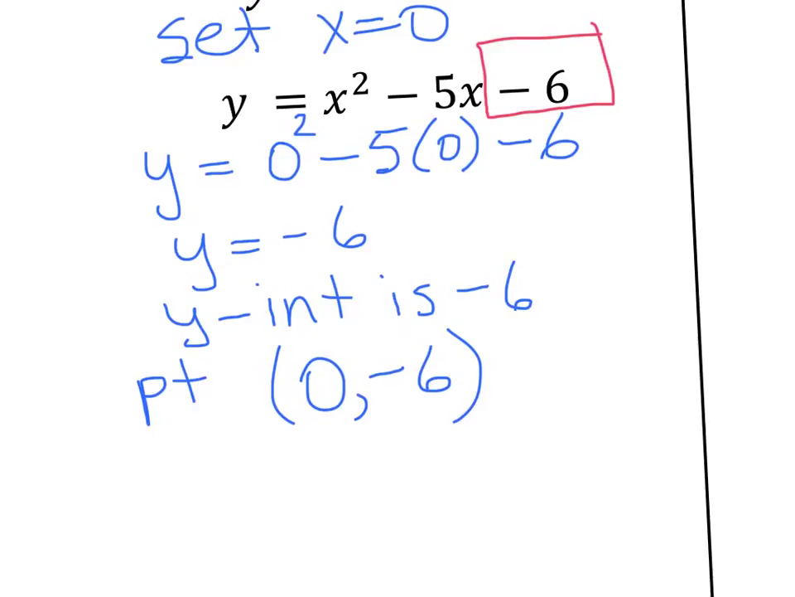Now here, the y-intercept is -6, and if you want to look at it as a point, this would be the coordinates.